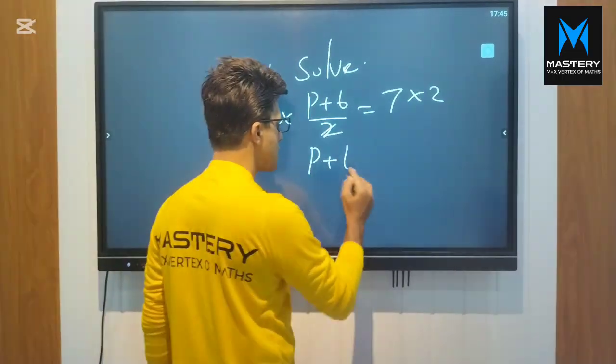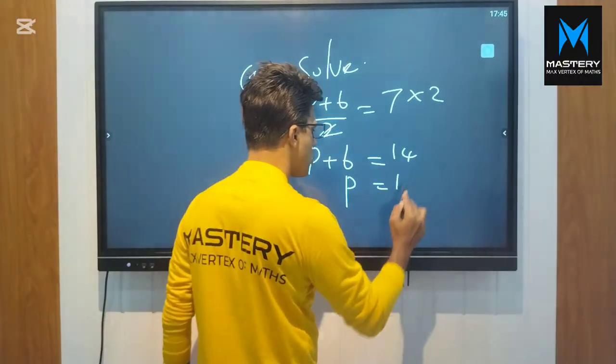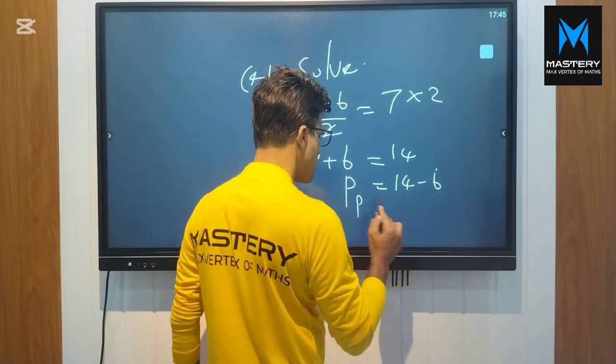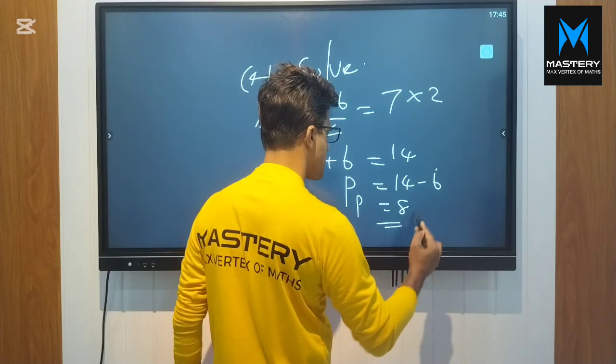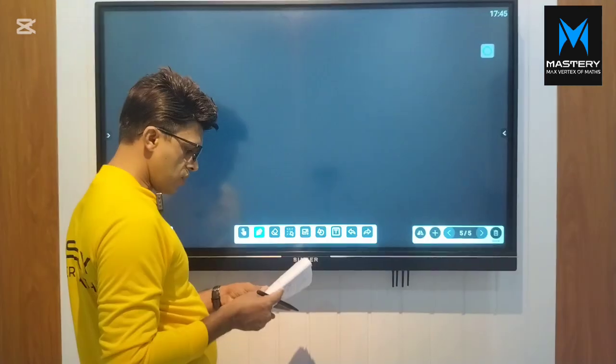Here P plus 6. So 7 times 2 is 14. So P equals 14 minus 6. 14 minus 6 is 8. Okay, simple equations.